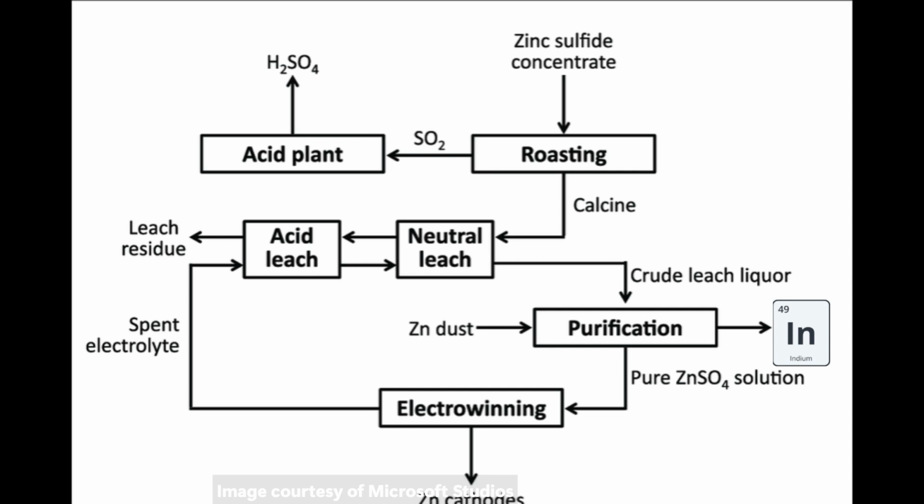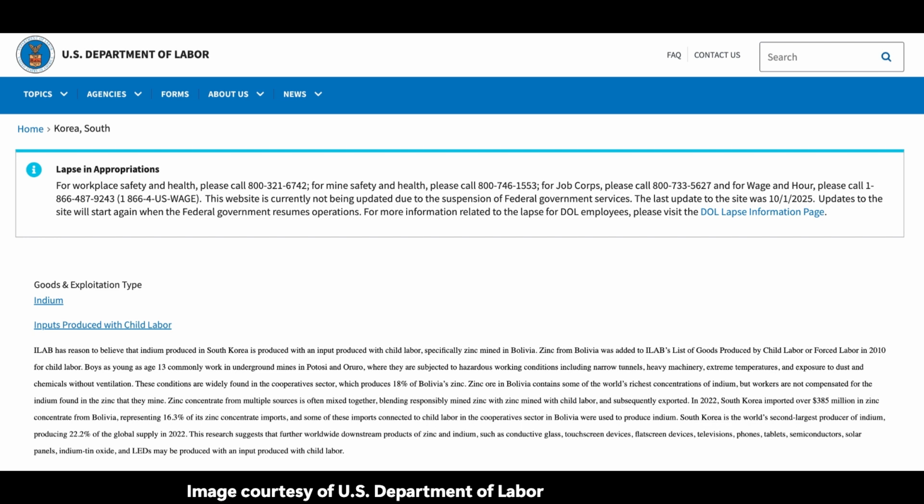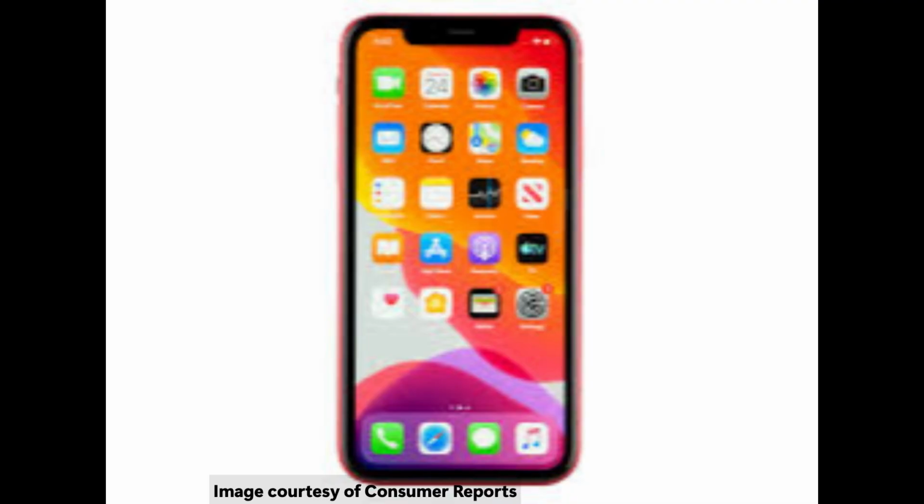But the story isn't just about chemistry, it's also about people. According to the U.S. Department of Labor, zinc is used to make indium in South Korea, and it has been linked to mines in Bolivia that exploit child labor, with kids as young as 13 working in dangerous underground conditions. Mining expansions can also lead to the forced relocation of indigenous communities, along with serious environmental damage. Despite these issues, indium is essential to our devices.